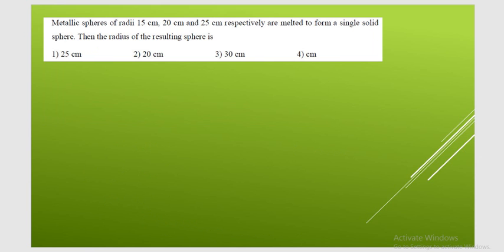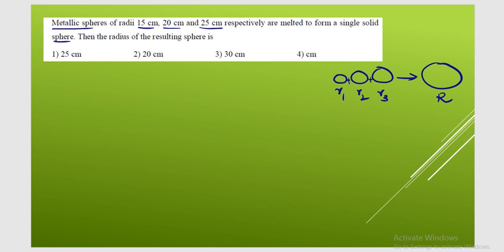Next, moving on to one more question. This question is related to the mensuration chapter. What he has given: metallic spheres of radii 15 centimeters, 20 centimeters and 25 centimeters respectively are melted to form a single solid sphere. So we have 3 spheres of different sizes, and they are melted together to form a big sphere. Suppose I consider the radii of these spheres as R1, R2, R3 and the resultant sphere's radius as capital R.